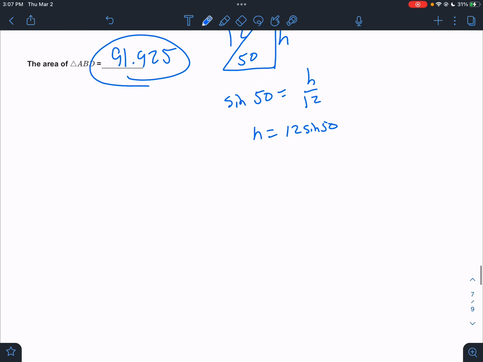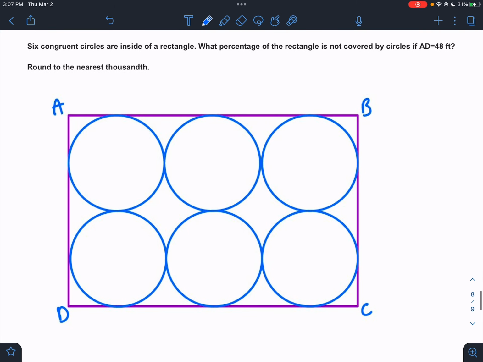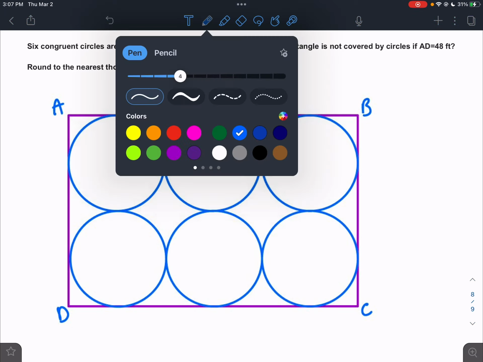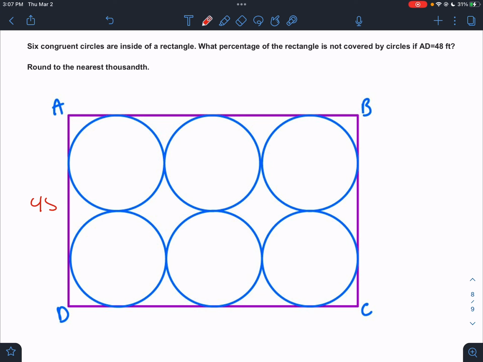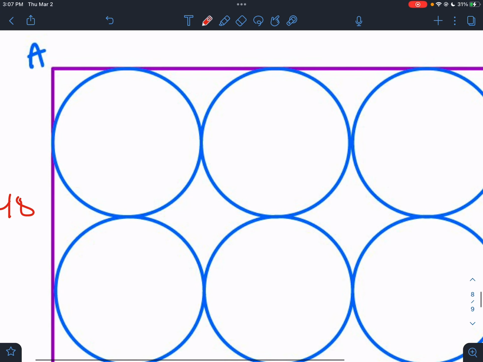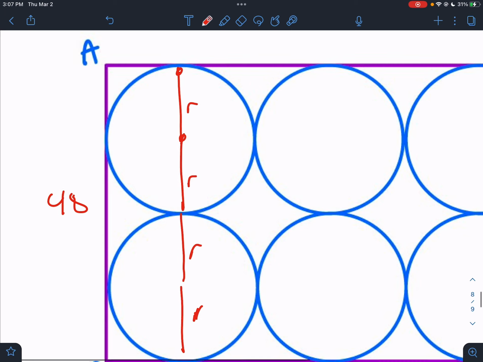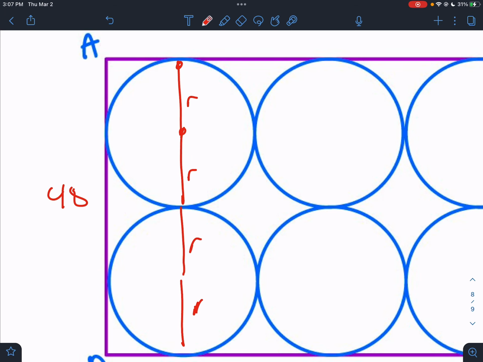All right, one more on here. Let's see what we got. 6 congruent circles are inside the rectangle. What percentage of the rectangle is not covered by circles if AD is 48? So this side's 48. Now I want you to picture these circles stacked. Here's 1 radius. Here's 2, 3, and 4. So if it takes 4 of them to fill in all 48, what is the actual length of the radius? It's going to be 12.